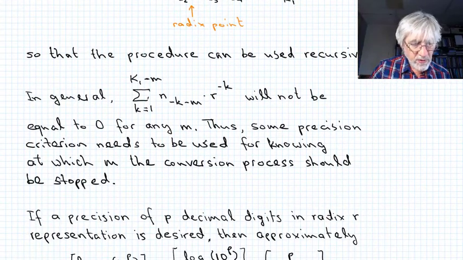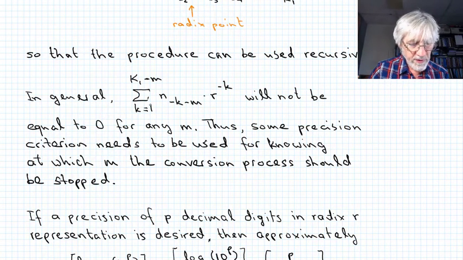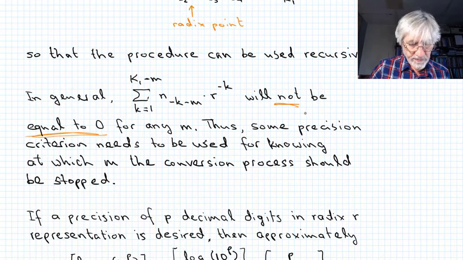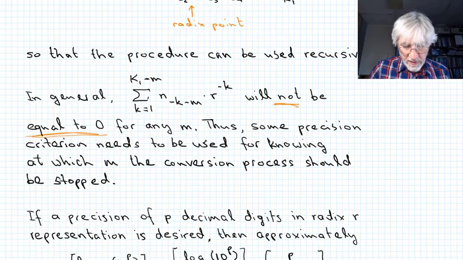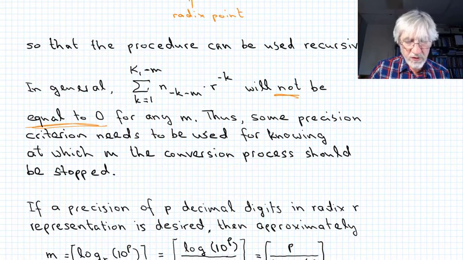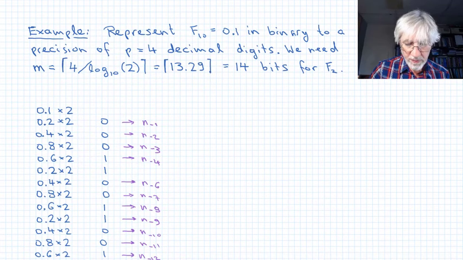Okay, now in general, that remaining fractional part after m such operations, after m recursions, will be the sum from k equal to 1 up to capital K sub 1 minus m of n sub minus k minus m times r to the minus k. But this will not be equal to 0 in general. Okay, so we need to have some precision criterion to know when we should stop with the conversion.